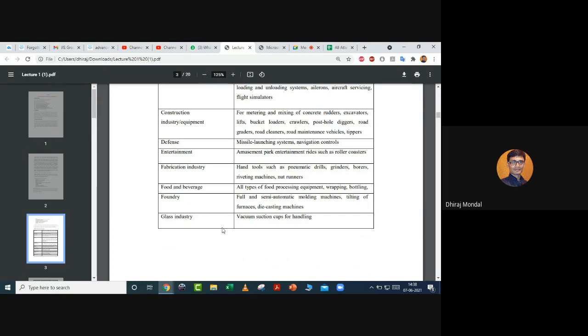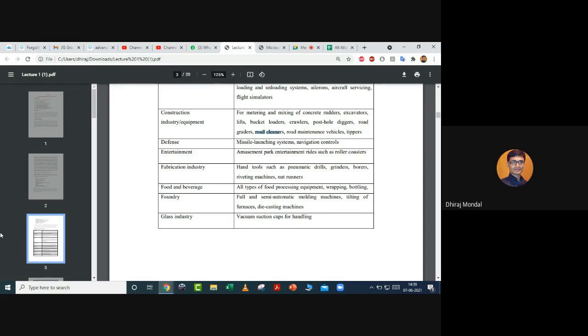Construction industry equipment. Here you will see equipment for metering and mixing of concrete, loaders, excavators, lifts, bucket loaders, then crawlers, post hole diggers, road graders. Basically, these are the things used by L&T and GMR Infra. So these are particular infrastructure companies. In this particular construction industry, they are using road cleaners, road maintenance vehicles, and so on.